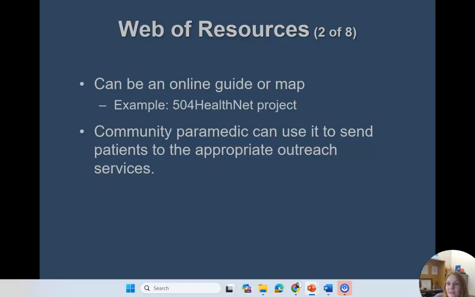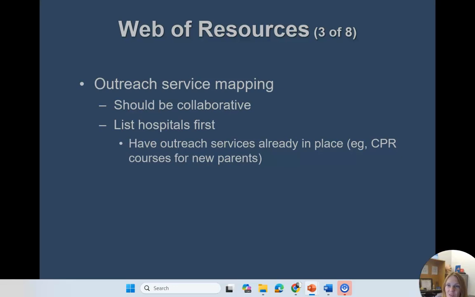A really good example is 504 HealthNet in New Orleans. If you haven't researched this, please look it up. It's not a homework assignment. Patients and providers can use it to find appropriate services quickly, and it's a fantastic resource. The mapping process should be collaborative. Hospitals should be listed first, especially if they already have community outreach programs, like CPR for new parents or diabetes education groups.